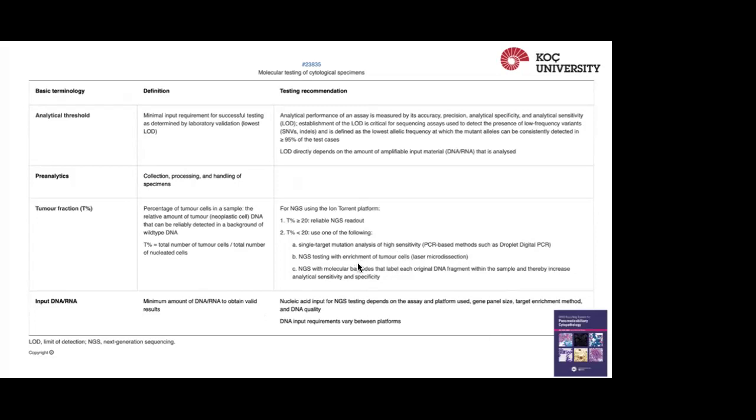And when the tumor fraction is above 20%, a reliable NGS readout is expected. However, if it's below 20%, alternative strategies like high sensitivity single target mutation analysis or NGS with enriched tumor cells through methods like laser microdissection are recommended. Another advanced technique involves using molecular barcodes to enhance analytic sensitivity and specificity, as we are using in the amplicon-based sequencing.